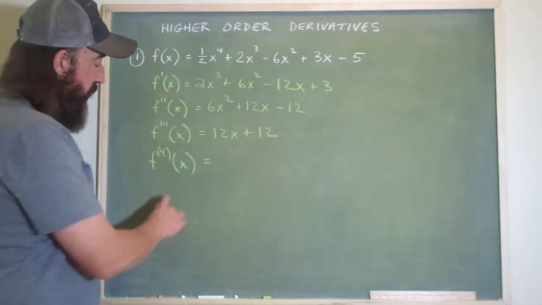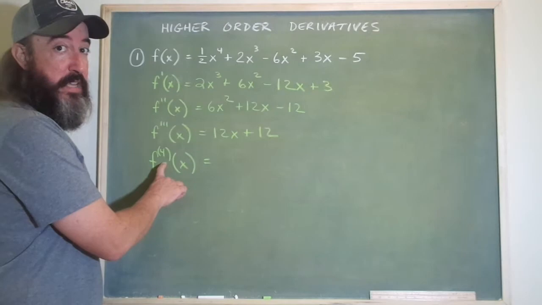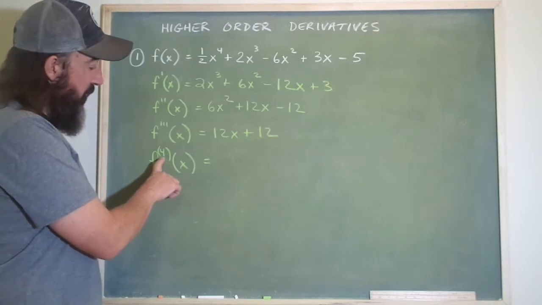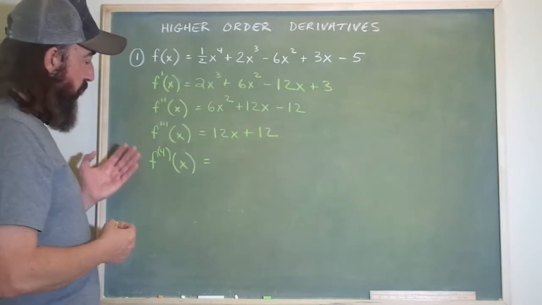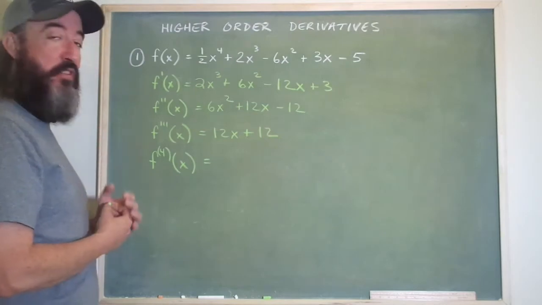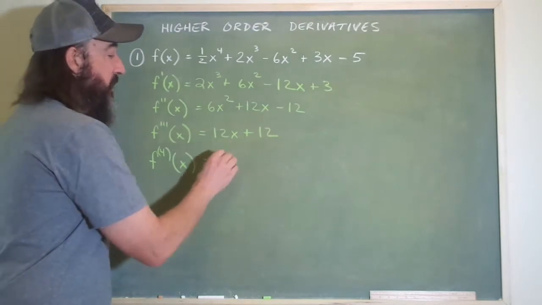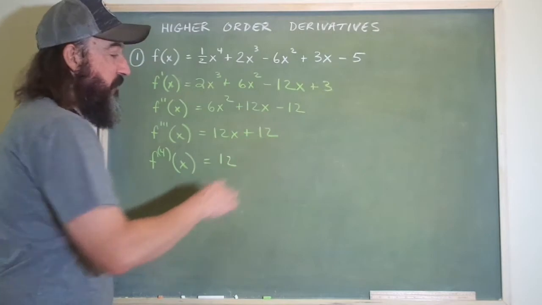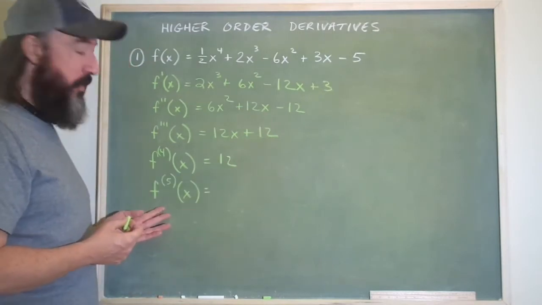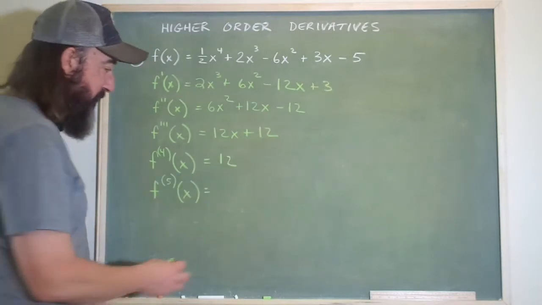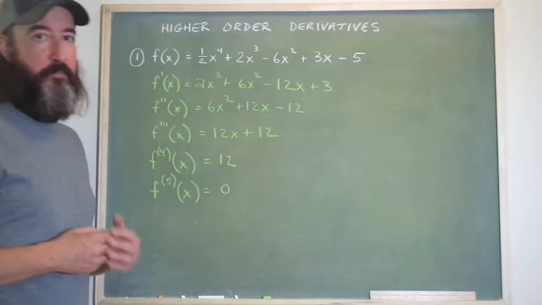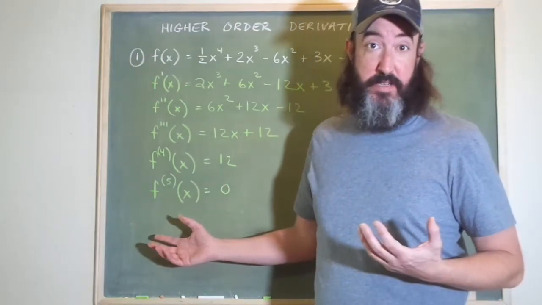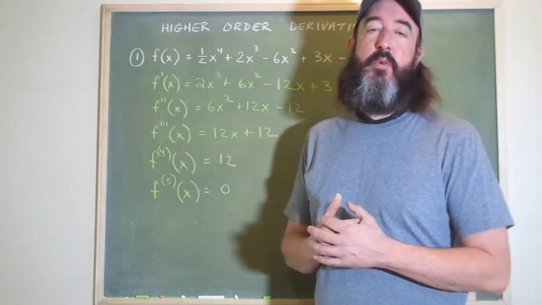I've seen the notation for a fourth derivative expressed a few different ways, either with 4 primes or a 4 in parentheses. And of course, the fourth derivative is just the derivative of the third derivative. The derivative of 12x is 12, and the derivative of 12 is 0. Of course, the fifth derivative would be the derivative of the fourth derivative. The fifth derivative would be 0. And I suppose the sixth derivative would be 0, the seventh derivative would be 0, and so on and so forth.